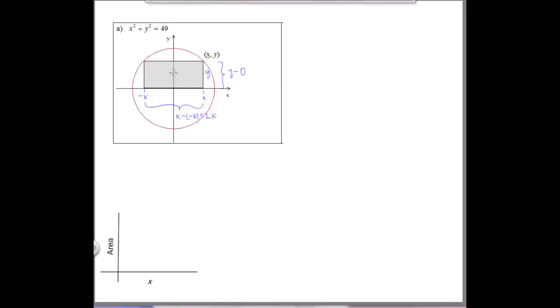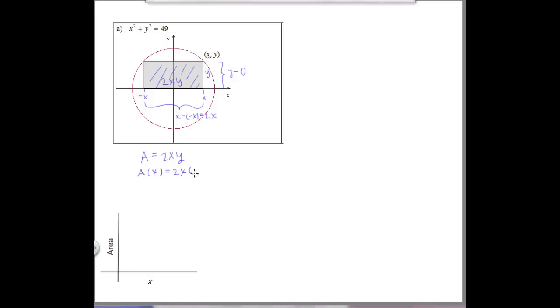So the area of this rectangle is just the dimensions multiplied. If this whole side is 2x and the vertical side is y, then the overall area is 2xy. Let's write that down. The area is 2xy. Now, in order to find the maximum area, you need to get the area as a function of x. Otherwise you won't be able to put it into your calculator and get the maximum area.